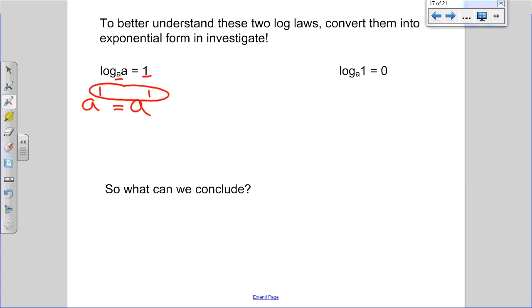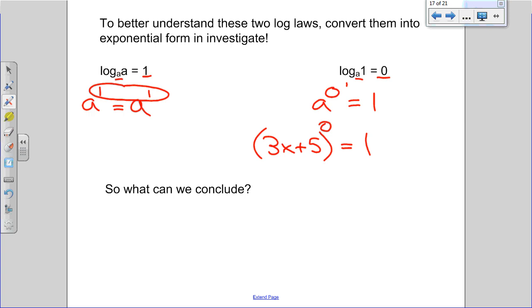Now the other one. If you consider changing that into exponential form, check out what happens. This becomes the base, 0 becomes the exponent. What's a to the power of 0 going to equal? 1, no matter what. Anything to the power of 0 is always going to equal 1. So if my base was something crazy like 3x plus 5, and it was to the power of 0, it still equals 1. We're really just using an exponent law to understand why that happens. Anytime your value is 0, the argument's going to be 1.